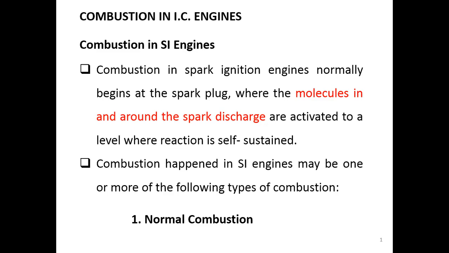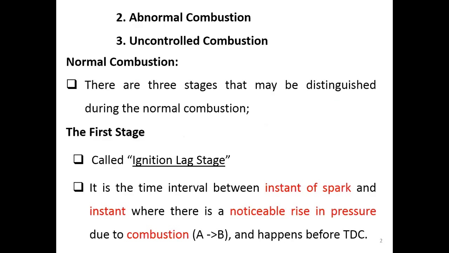Combustion that happens in the SI engines may be one or more of the following types. First is called normal combustion. The second is called abnormal combustion, and the third is uncontrolled combustion. We will talk about all of these. Start with the first one, normal combustion. This is the combustion that we would like to happen in our engine.